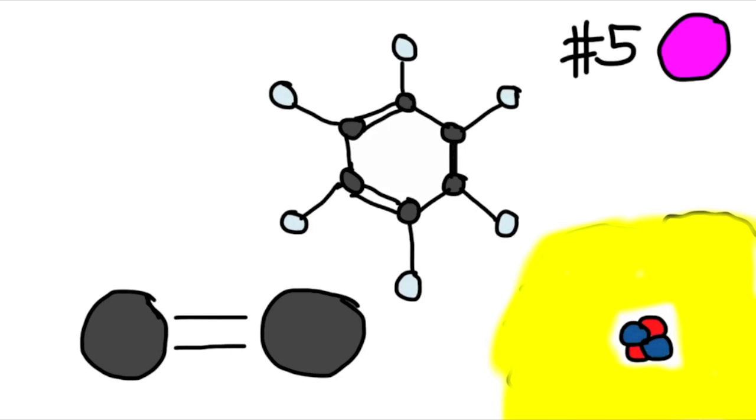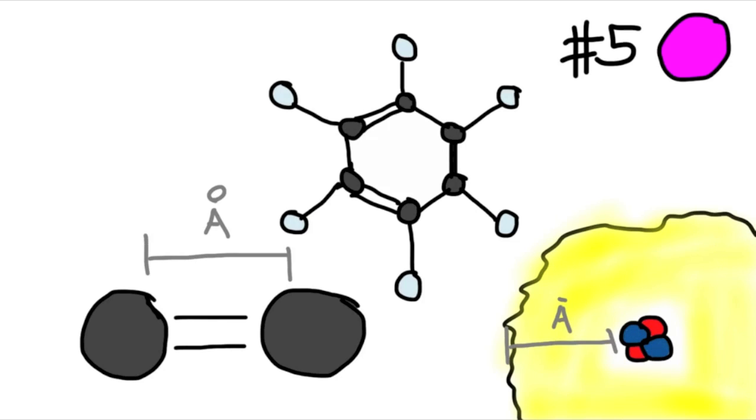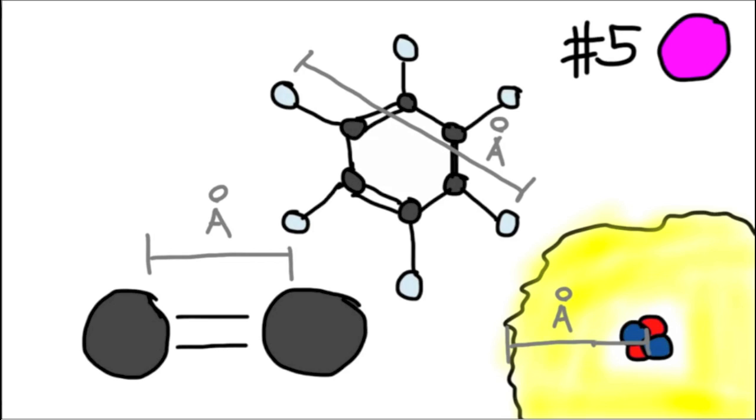But we don't get numbers straight on like 1 angstrom or 2 angstroms. Instead, we get numbers like 1.456 angstroms. However, there can be a few exceptions.